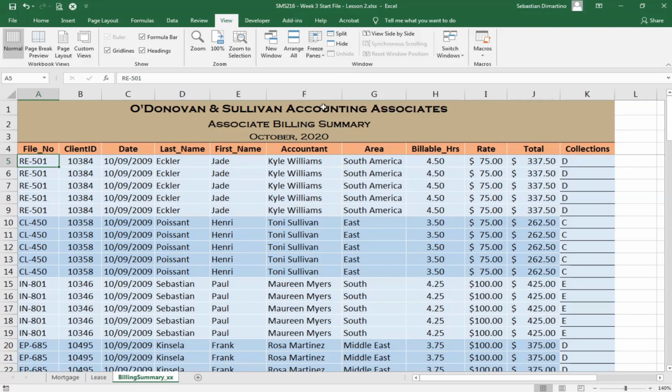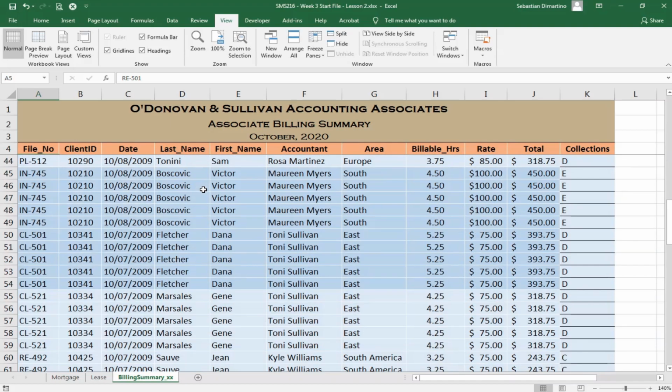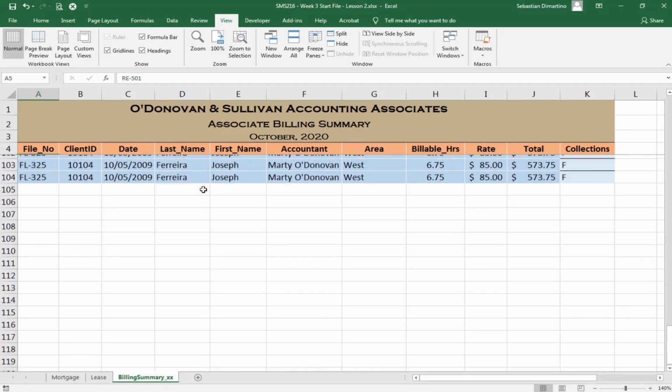Once I do it, you won't notice a whole lot. However, when I scroll down, check it out. My titles are always visible. This is absolutely critical when dealing with large worksheets.